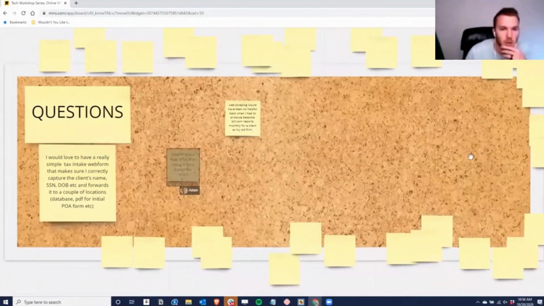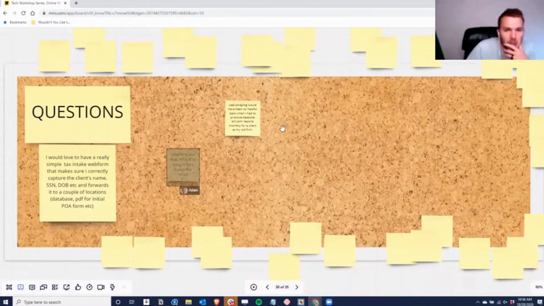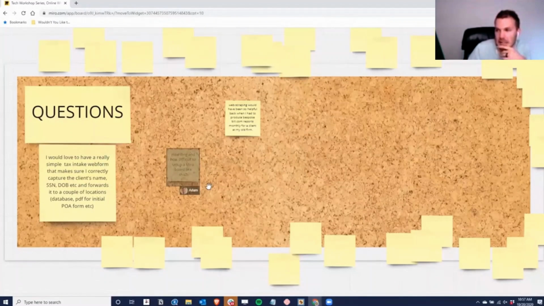Web scraping would have been so helpful back when I had to produce bespokebill.com reports. Oh man, I feel you. How long and how difficult is it to set up a Miro board like this? I did it on Sunday, Adam, in 20 or 30 minutes. This is probably the highest effort Miro board I've ever done for sure. If I'm having a one-on-one meeting with a client, not a chance they're getting this from me.